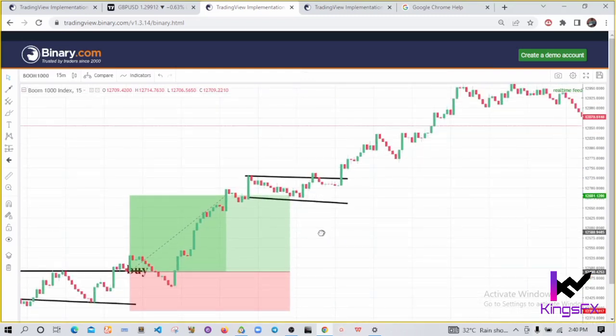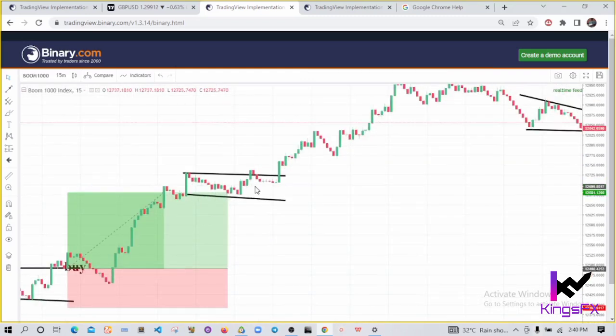So the same way, you can see after this we had another base at this point. You can see the price ranged at this point before it continued its up movement. So at this point we are going to still buy.